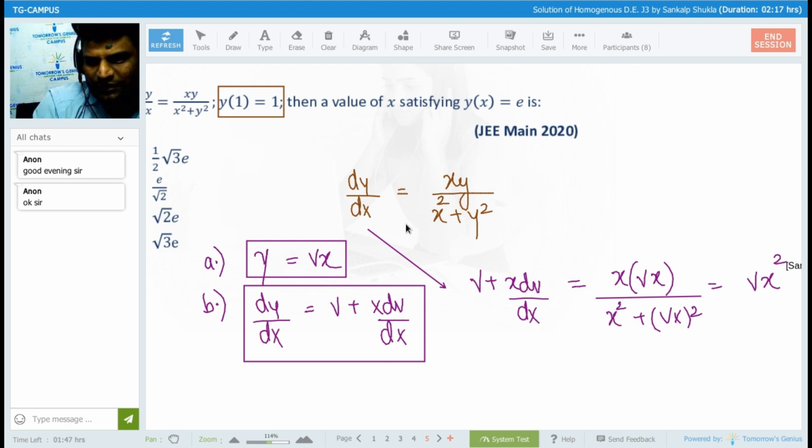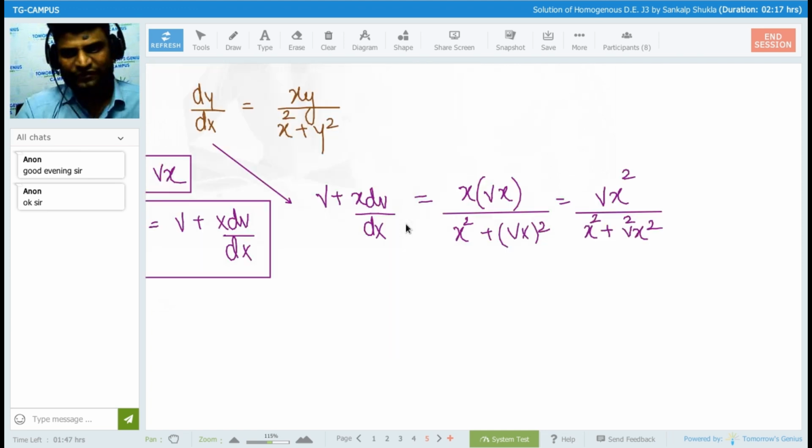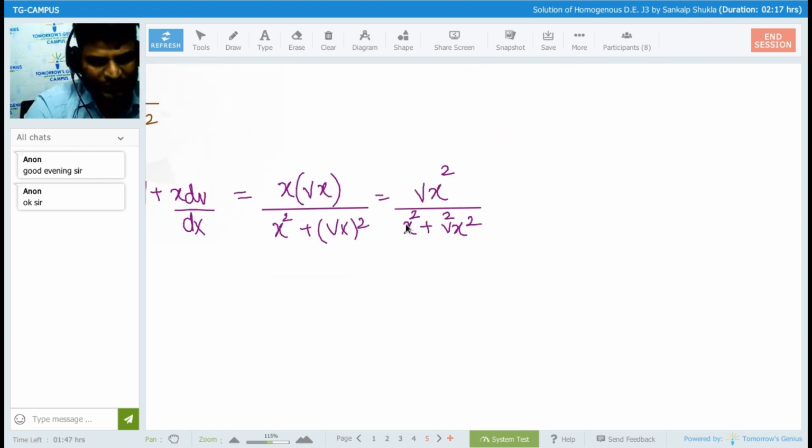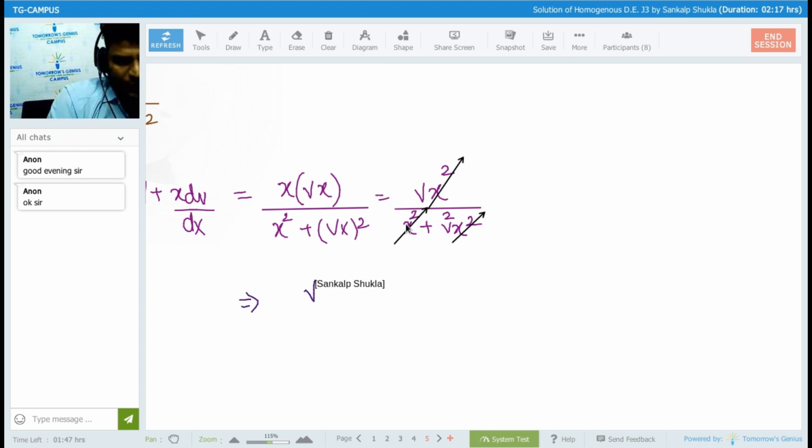So this is vx square divided by x square plus v square x square. Now can we take v square x square as common from both the numerator and denominator? Yes, we can do that. So x square and x square will be cancelled, and we are only left with v plus x dv by dx. V plus x dv by dx is equal to v upon 1 plus v square.